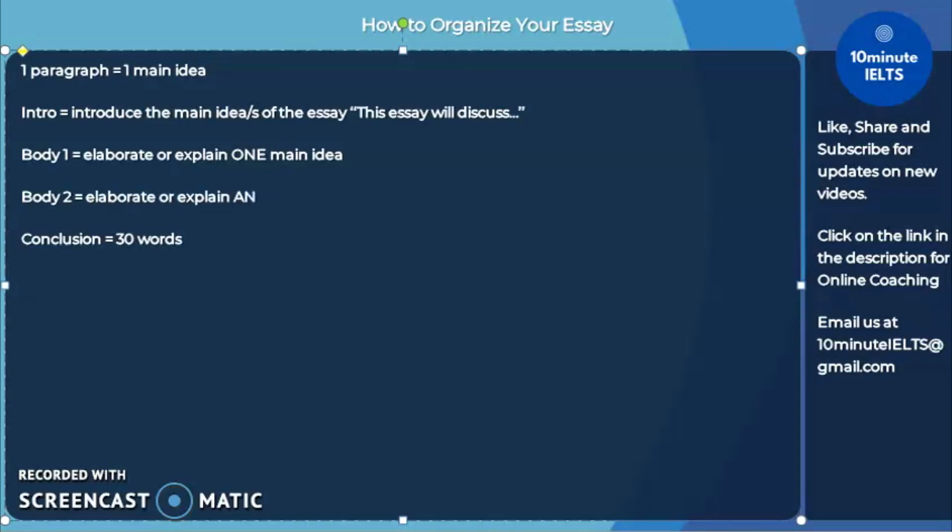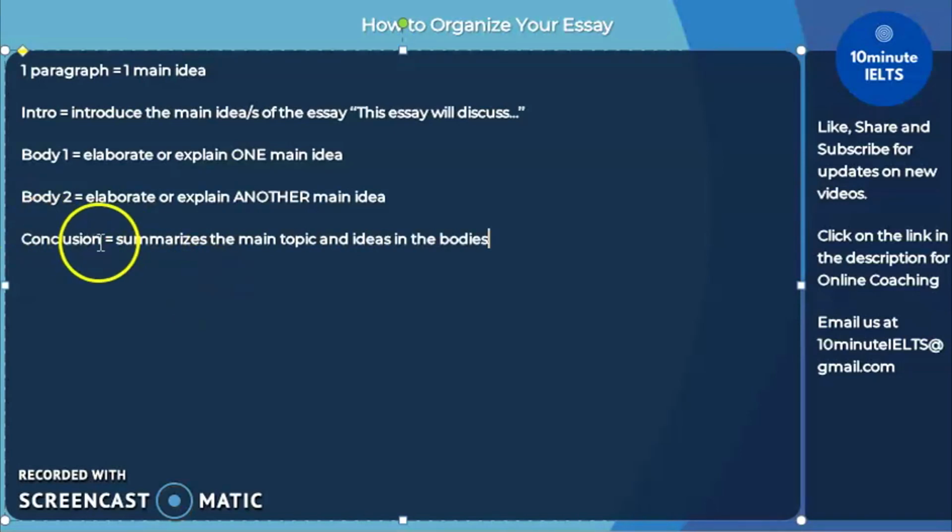Another main idea. The conclusion is just there to summarize, and what it does is it summarizes the main topic and ideas in the bodies. That way you should have a maximum of 3 points in the conclusion. This is something that I can discuss more specifically in online coaching. Otherwise, let's move on to a type of question where the format applies.